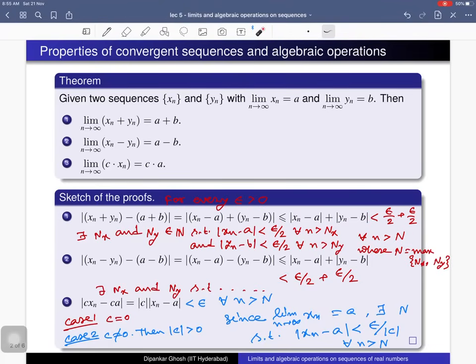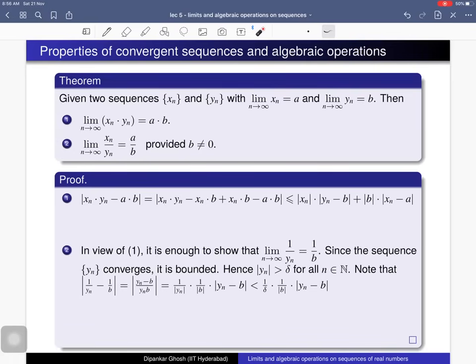Therefore this value c times a satisfies the epsilon-n condition. For every epsilon one can find a natural number n such that beyond that natural number, the nth term difference, or distance between this nth term and this value, is less than epsilon. So therefore the limit as n tends to infinity of c times xn, this sequence, is c times a.